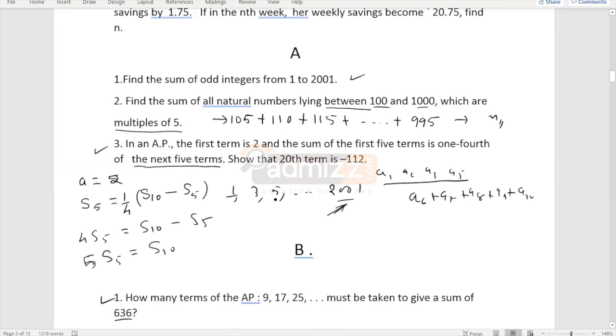After getting this value you have to use it for the 20th term. d you can get and you have to use it here because d is not given. The 20th term you want to find. So A20 equal to a plus n minus 1 into d. First term is given, d is not given. So by using this relation you can get d. After getting d you may use it here, then d will come negative because your sum is minus 112. That's why I'm telling you.